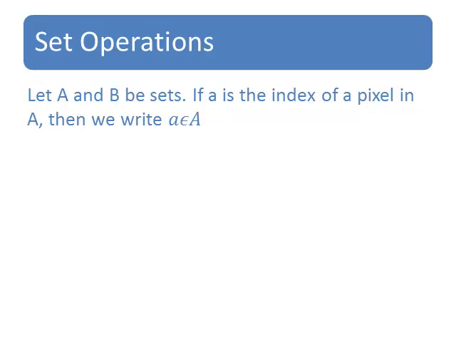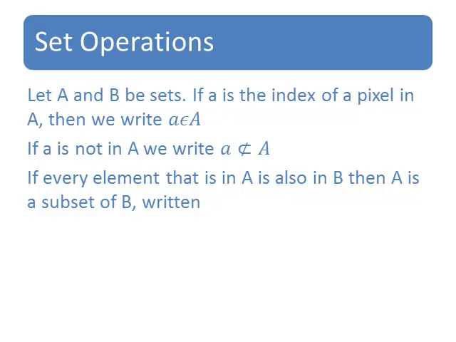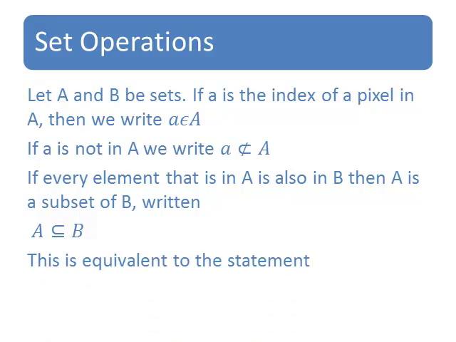Set operations. Let A and B be sets. If a is the index of a pixel in A, then we write a belongs to A. If a is not in A, then we write a does not belong to capital A. If every element that is in A is also in B, then A is a subset of B, written A ⊂ B. This is equivalent to the statement: a belongs to capital A implies a belongs to capital B if A is a subset of B.